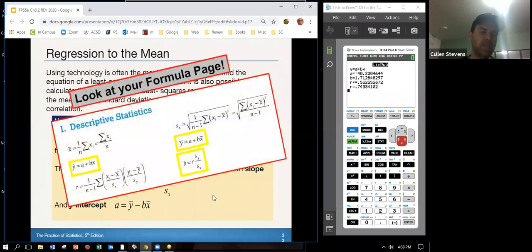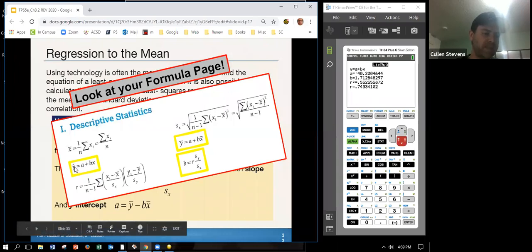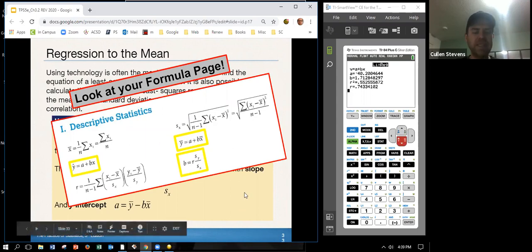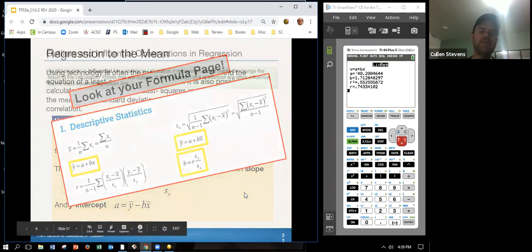So this is what your formula page looks like. We can see that it reminds us that y predicted is a plus bx. And if we needed to find those b's and the a's, they're there. Again, very uncommon that we have to do that in a normal year versus this year, but it is on our equation sheet.